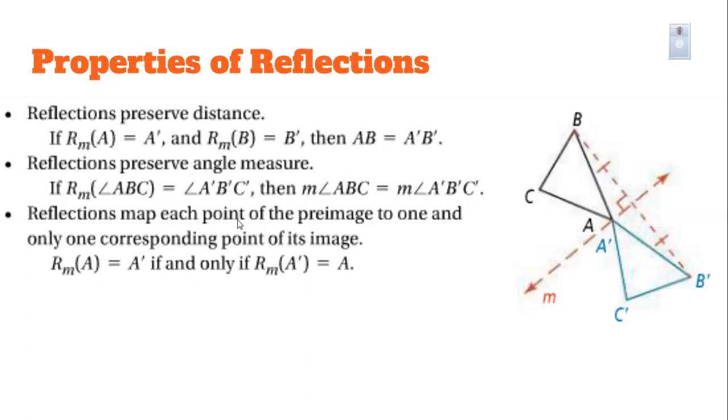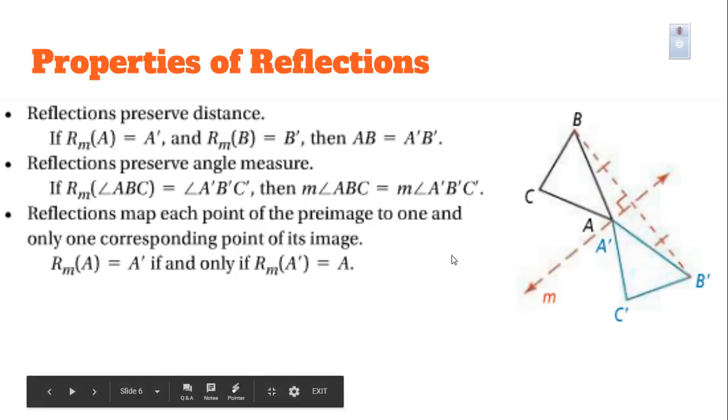So reflections map each point of the preimage to one and only one corresponding point of its image. So the reflection across line M of point A is equal to A prime if and only if the reflection across line M of A prime is equal to A. So if you go backwards, they should equal each other.